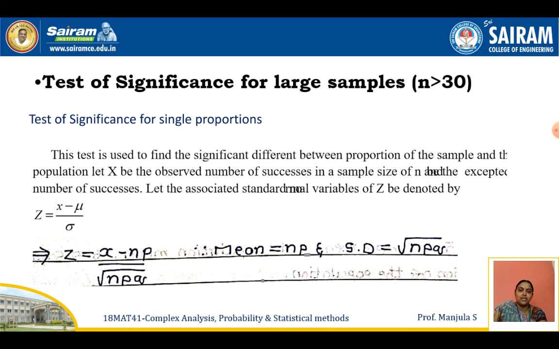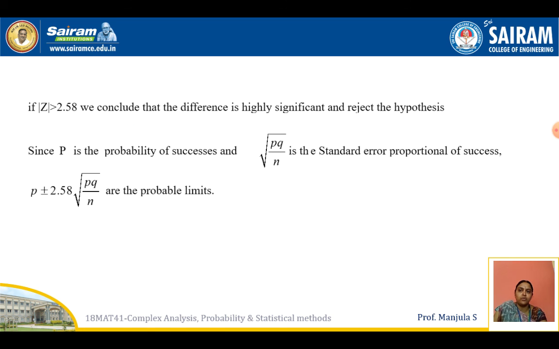Here the mean is nothing but np. So the value of mu will be np, and the standard deviation sigma is nothing but the square root of npq. That formula you have to remember. After calculating the value of z, if the value of z is greater than 2.58, then we can conclude that the difference is highly significant and reject the hypothesis, because the obtained value is greater than the standard value, so we are going to reject the hypothesis.